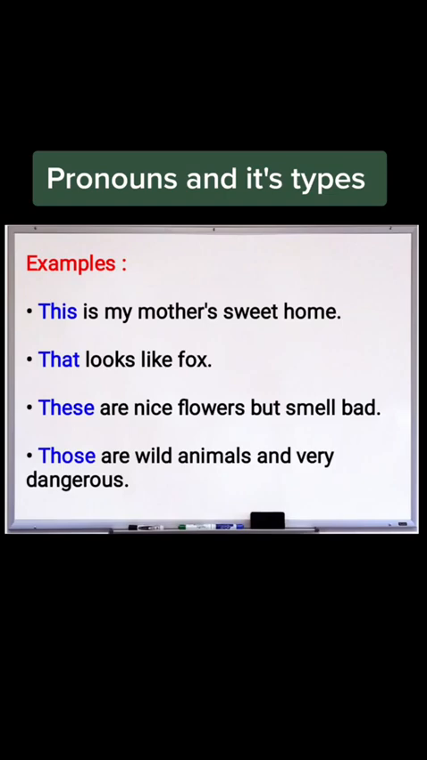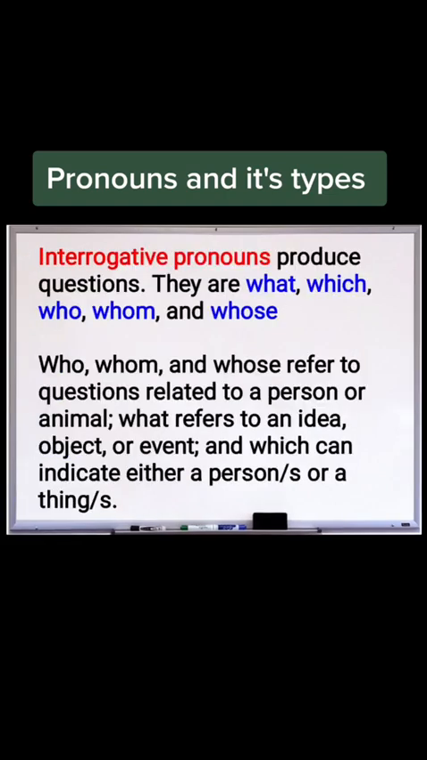For examples, this is my mother's sweet home. That looks like a fox. These are nice flowers but smell bad. Those are wild animals and very dangerous. Interrogative pronouns produce questions.